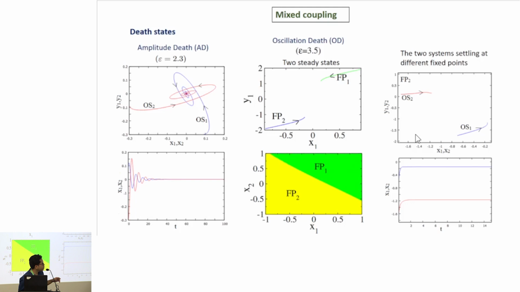So for the fixed points, steady state FP2, we have two different fixed points at which the two oscillators settle, and which is shown in this time series, where t is plotted along the x-axis and x1, x2 along the y-axis.